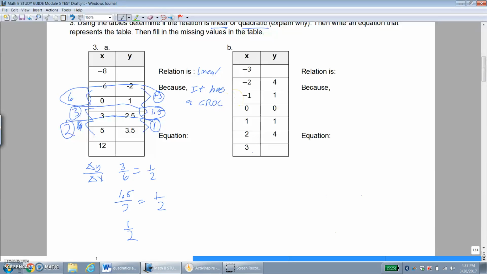Now the equation. We already figured out my slope. Remember, it's y equals mx plus b. I already figured out my slope, which is 1/2, which means now I just need to find my b value. So looking at this table, I'm going to erase all this stuff.